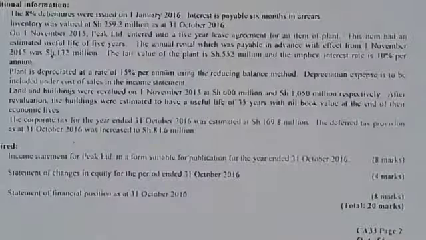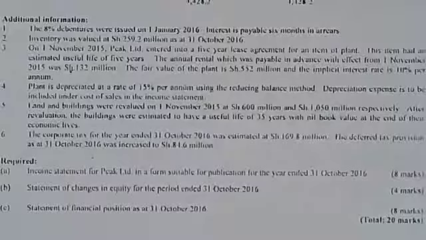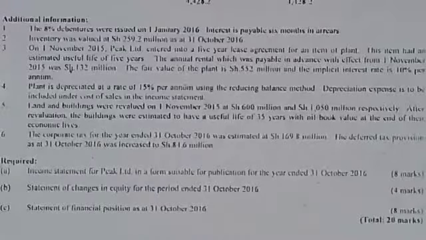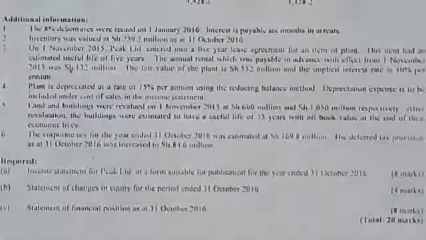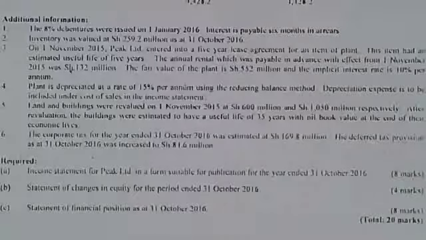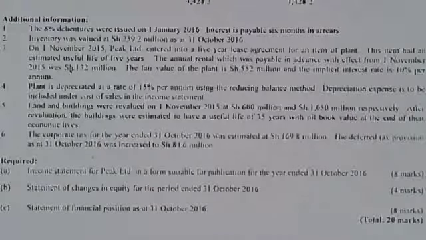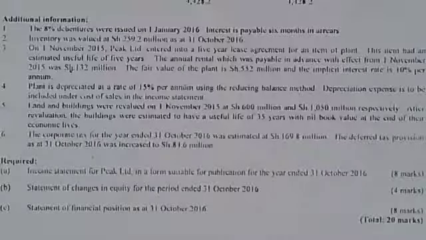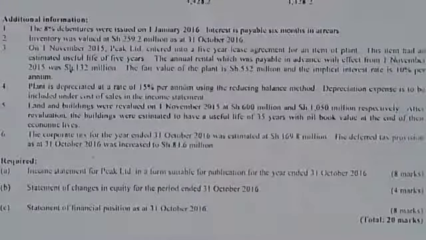So let's go to additional information number two. Inventory was valued at 259.2 million as at 1st October 2016. So that's the closing stock. Number three, on 1st November 2015, Peak Limited entered into a 5-year lease agreement for an item of plant. This item had an estimated useful life of 5 years. The annual rental, which is payable in advance with effect from 1st November 2015, was 132 million. The fair value of the plant is 552 million, and the implicit interest rate is 10% per annum.